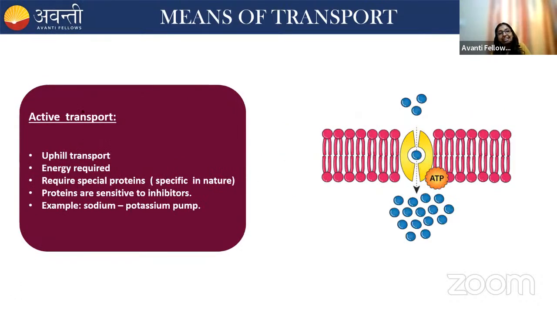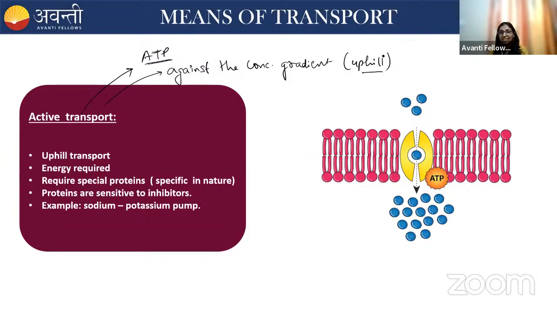Moving to the next, active transport. I told you active means there's the utilization of ATP, and the movement of the molecule is against the concentration gradient. Remember this. That means uphill movement.